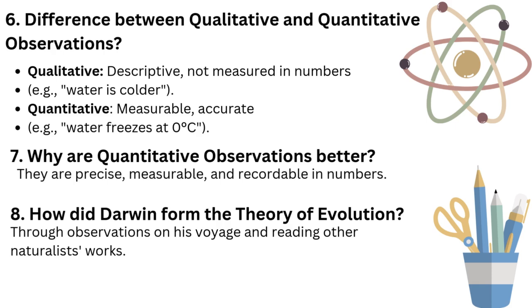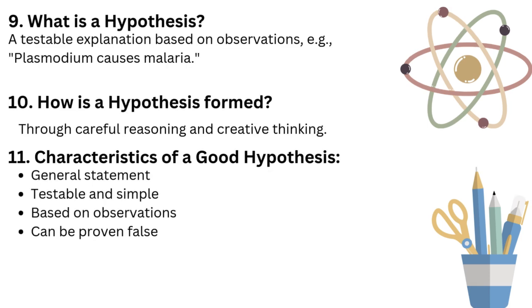How did Darwin form the theory of evolution? Through observations on his voyage and reading other naturalists' works. What is a hypothesis? A testable explanation based on observations, e.g., Plasmodium causes malaria. How is a hypothesis formed? Through careful reasoning and creative thinking. Characteristics of a good hypothesis: a general statement, testable and simple, based on observations, and can be proven false.